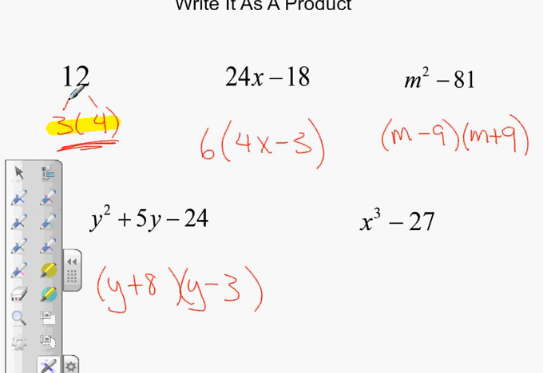If I FOILed it all out, I would get y times y is y squared. And then I would get y times negative 3, and 8 times y is negative 3y plus 8y, which is 5y. And then I would get 8 times negative 3 is negative 24. And again, we're trying to just give some focus to the fact that this sum can be written as this product. And that product, in fact, can be FOILed out and written as that sum.